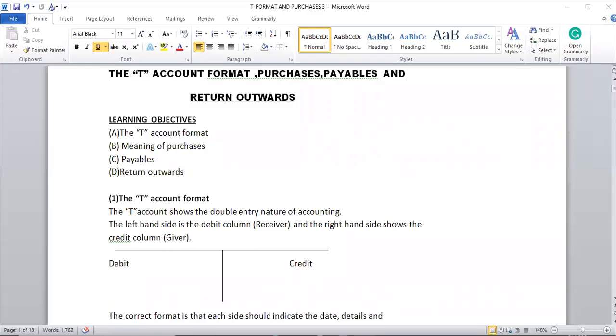I have prepared this simple note for this particular lesson. I will explain it to you gradually so that at the end of the lesson, you really understand the subjects. So let us start.